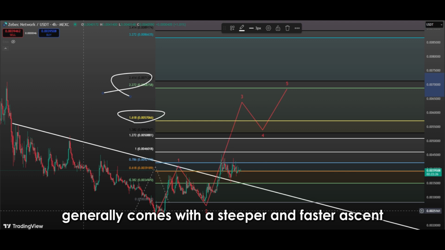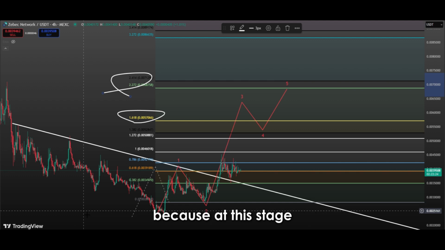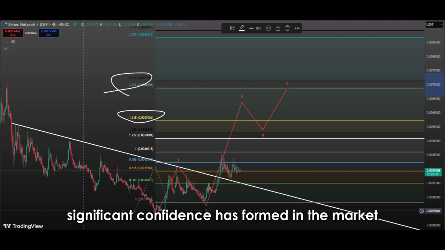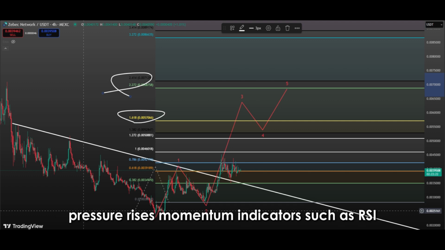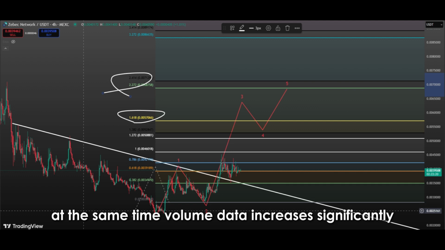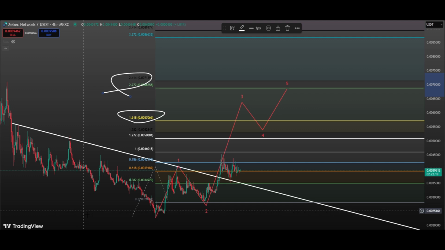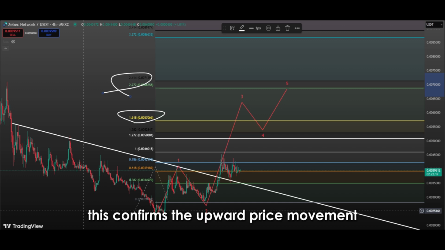The third wave generally comes with a steeper and faster ascent. This is supported not only technically, but also from a fundamental perspective, because at this stage, significant confidence has formed in the market and participant numbers have increased. As buying pressure rises, momentum indicators such as RSI may approach overbought territory, but this typically indicates trend continuation. At the same time, volume data increases significantly during this period. The volume observed in the third wave is usually much higher compared to the first and fifth waves. This confirms the upward price movement.